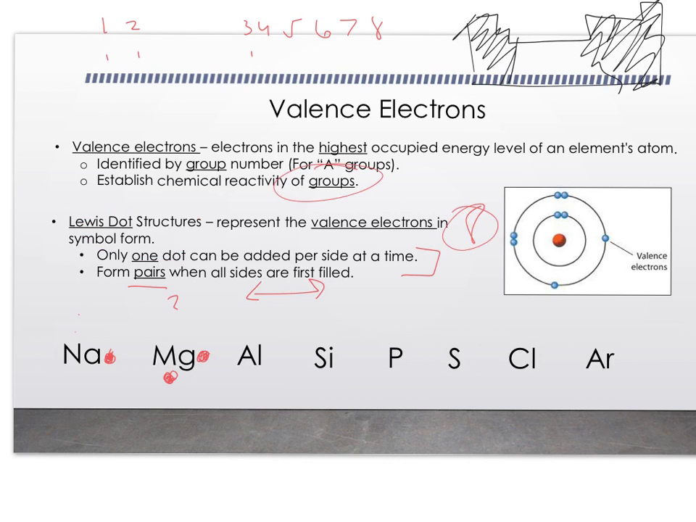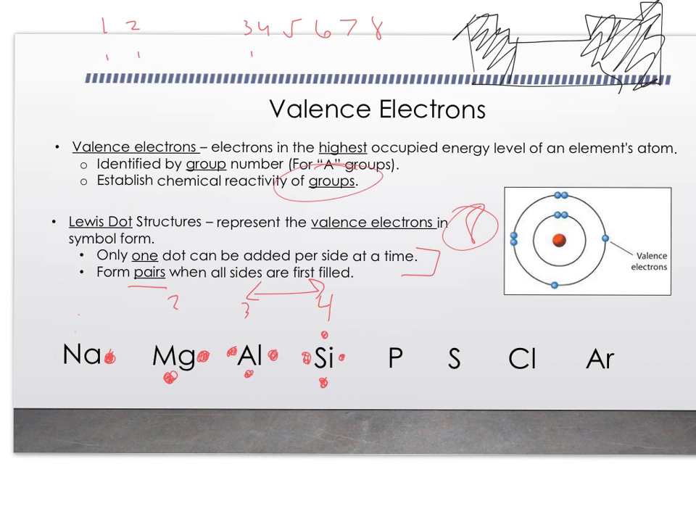So that's 2. Aluminum is in group number 3, so it's going to have 1, 2, 3 valence electrons. Silicon is in group number 4, so it's going to have 4. 1, 2, 3, 4. So those are your valence electrons. I'm trying to make them a little bit more clear. So that would be the Lewis dot structure of neutral silicon.